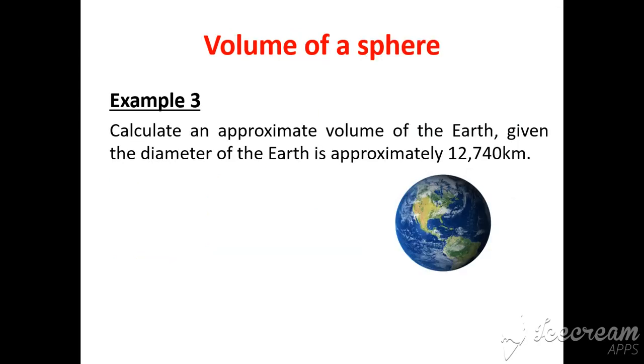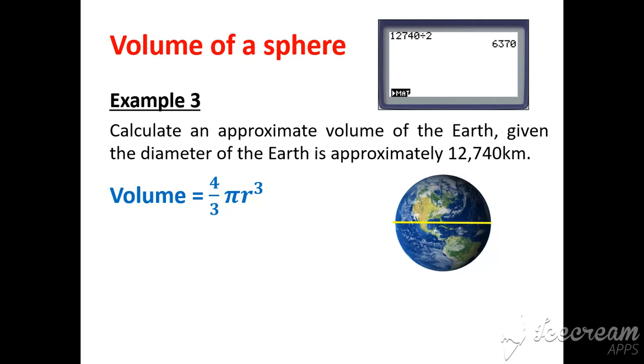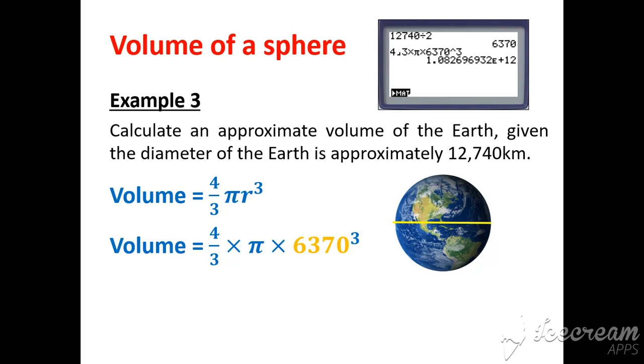Right, last example is to do with the Earth. The diameter of the Earth is approximately 12,740 kilometers. So here's our volume. We're going to estimate the approximate volume of the Earth. So we've got the entire diameter, 12,740. So we've got to divide that by 2 to get the radius. Now we can substitute into this volume formula using the radius of 6,370, and we get this really weird number.